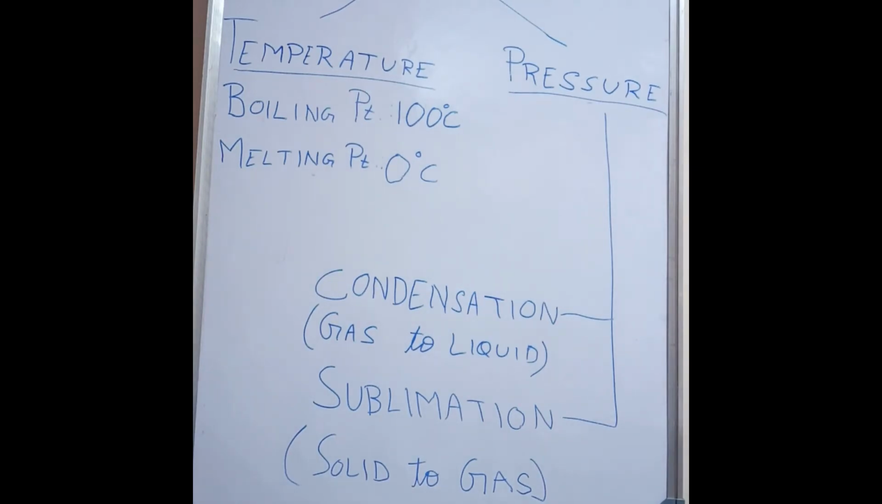Second, pressure. There are two processes of pressure to change the state of matter: condensation and sublimation. Condensation is a process where gas is changed into liquid, which is used to form LPG and CNG. 2. Sublimation. Sublimation is a process where solid changes into gas.